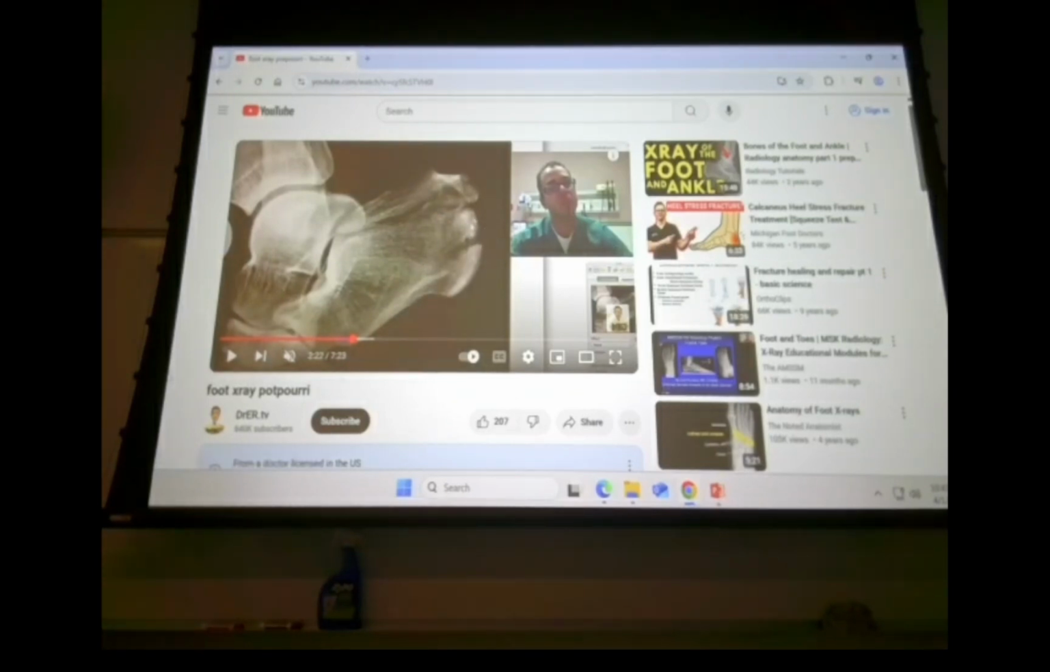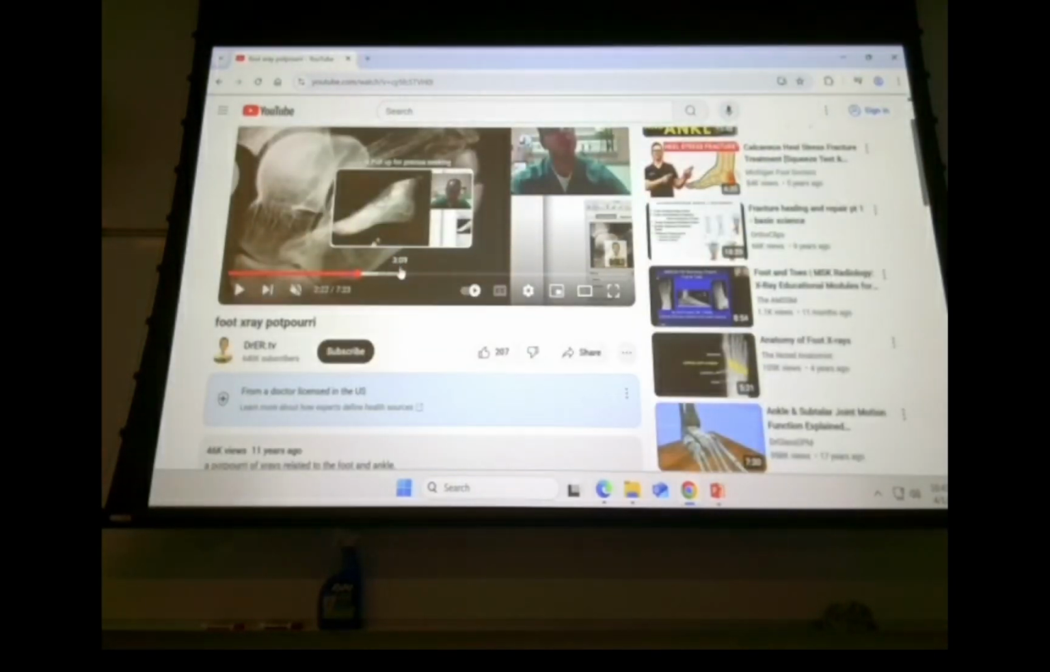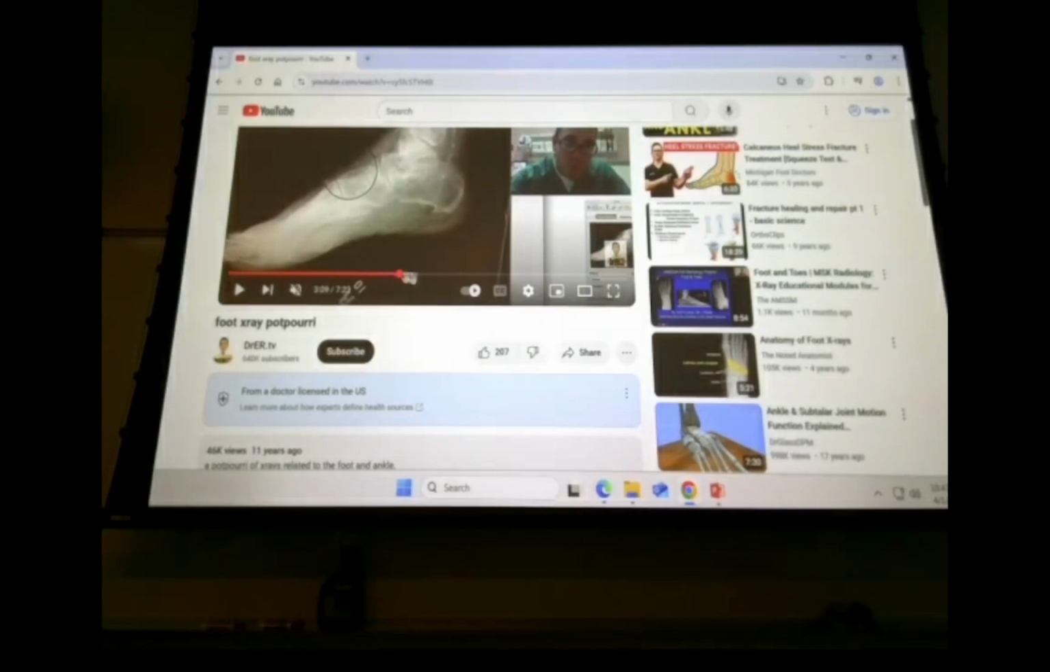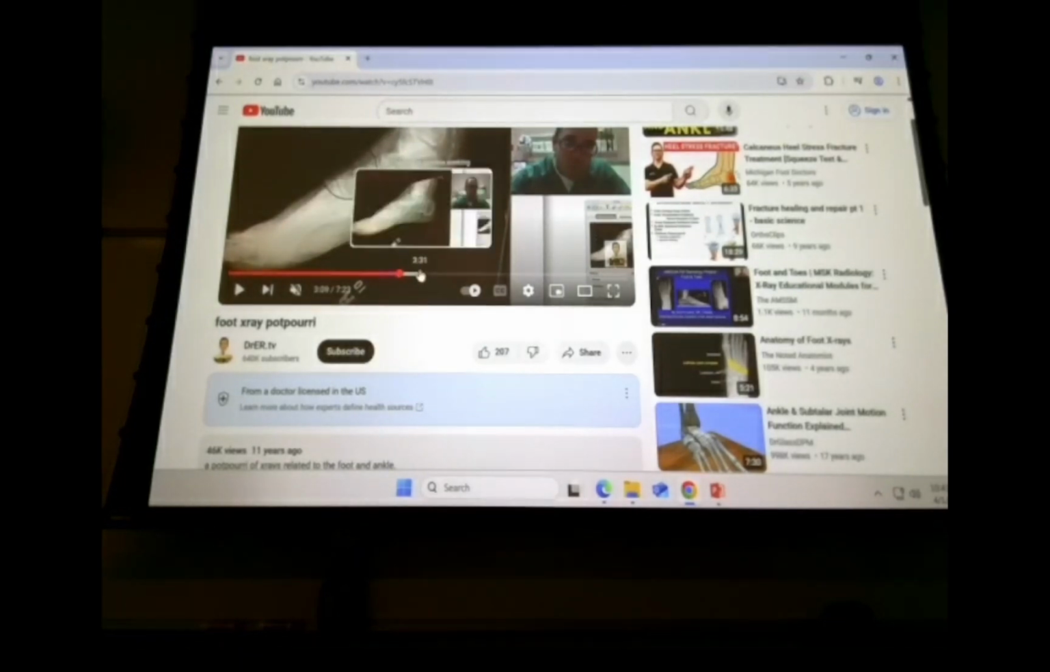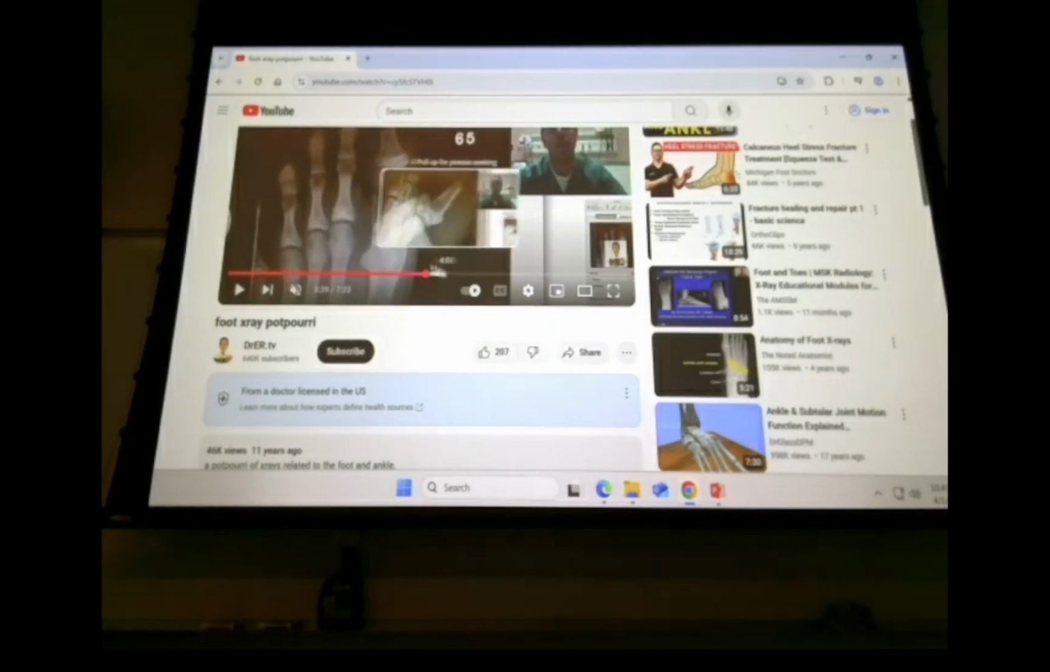So what they can do, though, I don't know exactly what they would do with this one, since the fracture lines are both kind of horizontal, but they can plate and screw the calcaneus to fix it, to repair it. So other things, this is just vascular calcification of the vessels, the arteries in the foot.